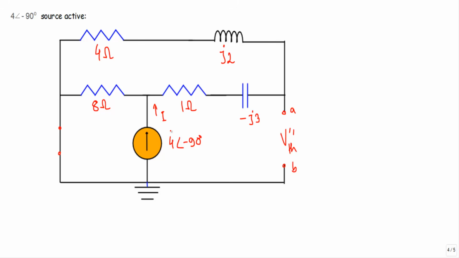You will see this total current will be divided into two portions. One will go in this direction, let's say I call this I1. Another will go in this direction, let's say I call this I2.